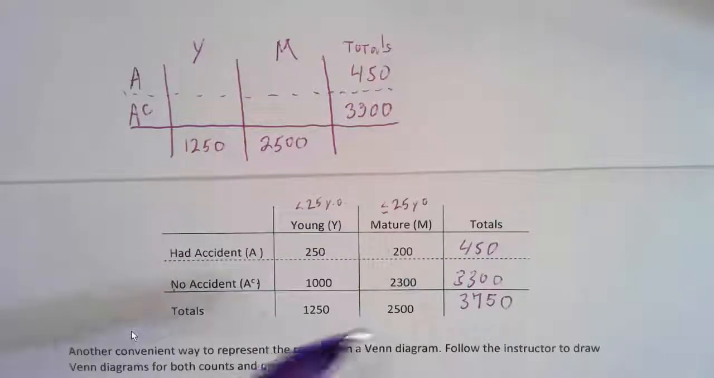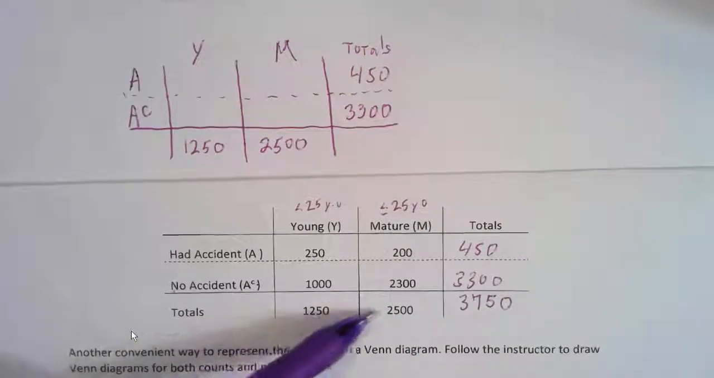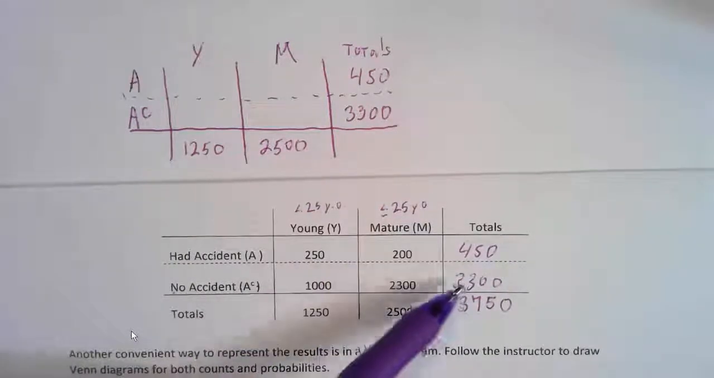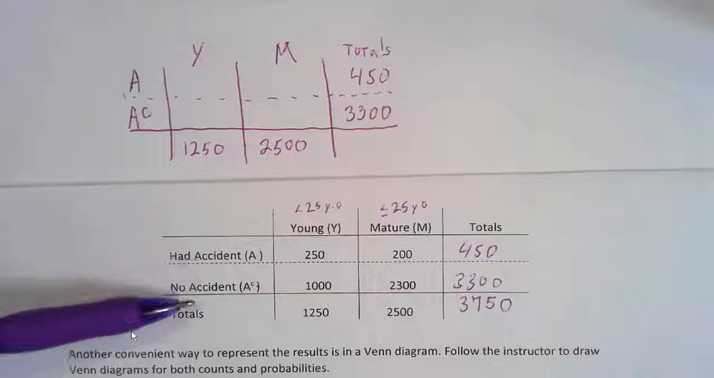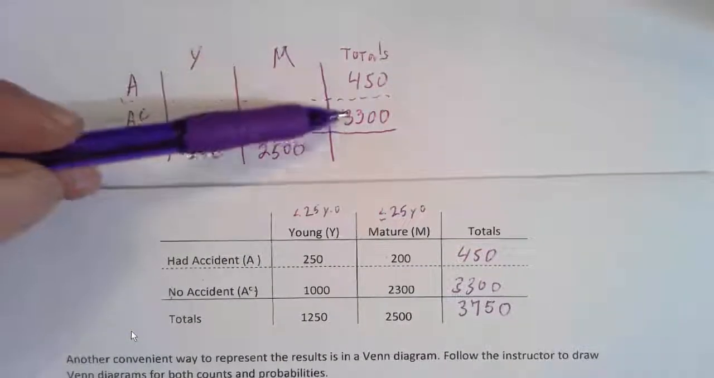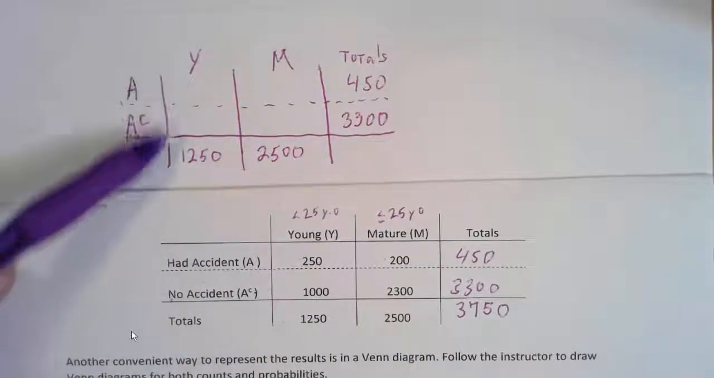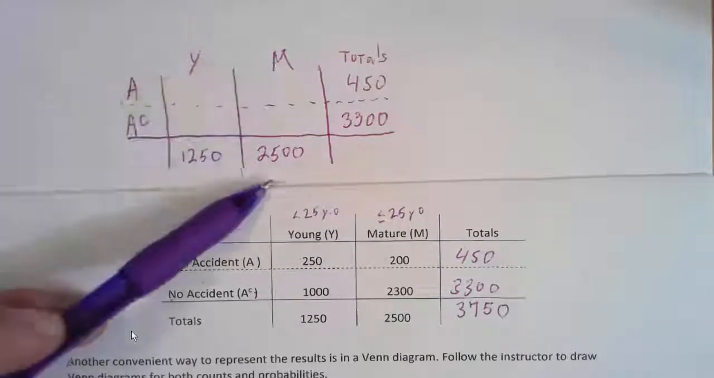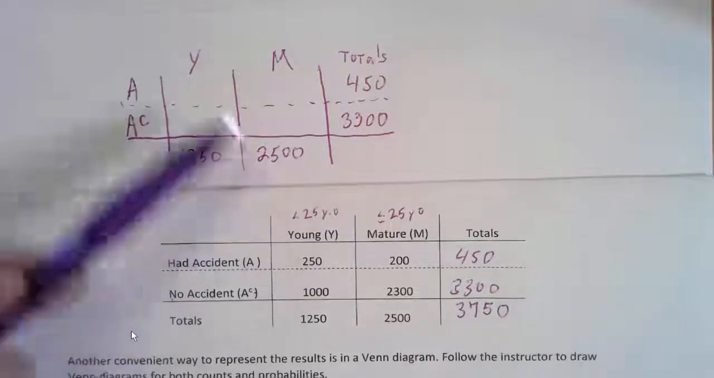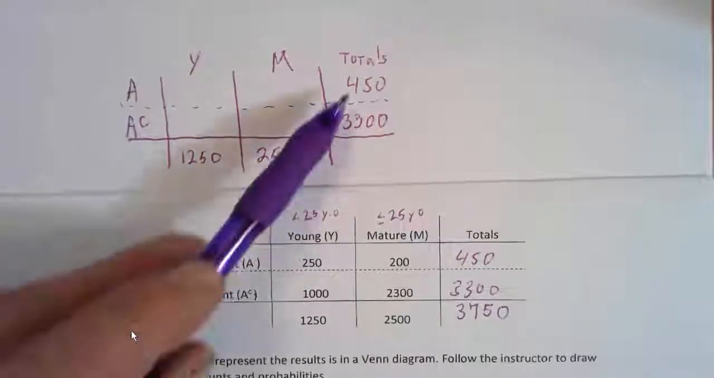Now something similar happens in what's known as the marginal distributions. These are the bottom row and the rightmost column. The 450 and 3,300 are the counts of those customers that had an accident and those who didn't. Likewise, the 1250 and the 2500 are those customers who are either young or were mature. This leads directly to probabilities of young, mature, and accident or no accident.